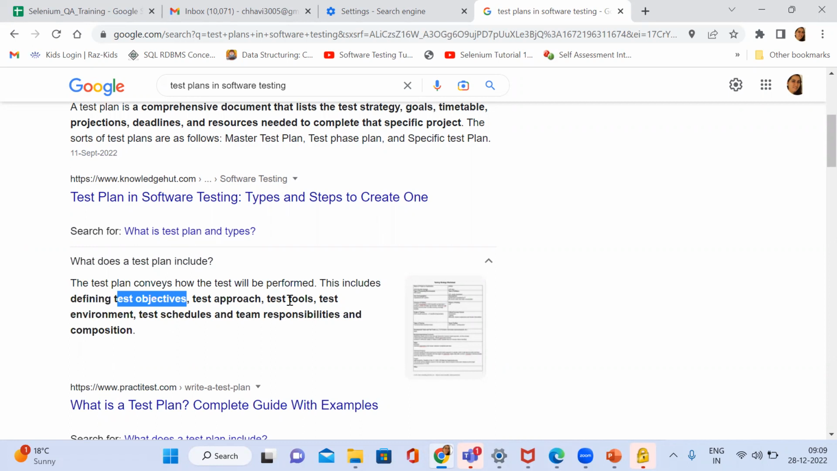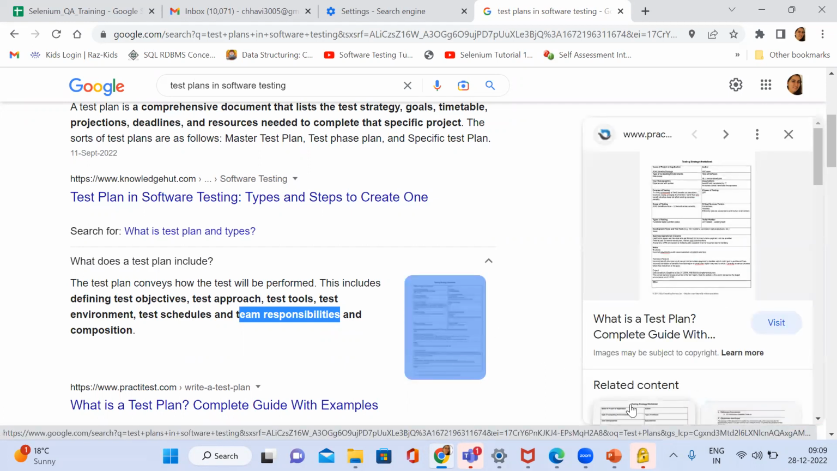Okay, what are the tools you require? There are different types of tools, like Jira for your test management, and other tools for testing purposes, either manual testing or automation testing. If it is automation, which tool and which language you require, all the test environment, test schedules, all the team responsibilities, what responsibility you give to which people, who is the BA, who is the architect, who is the senior developer, who is the junior developer, who is the senior tester, who are the testers, who are the QAs, all those things come under this test plan.